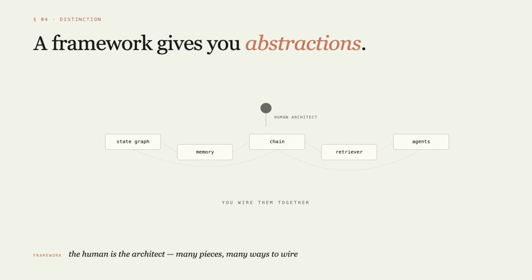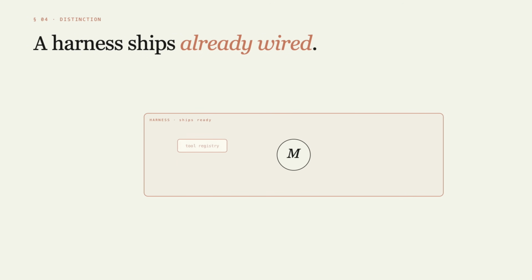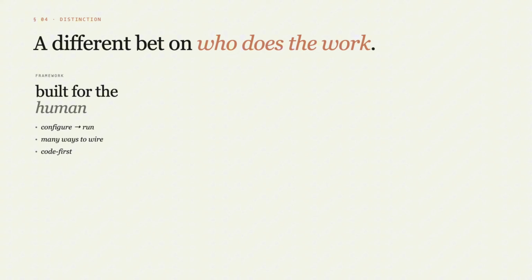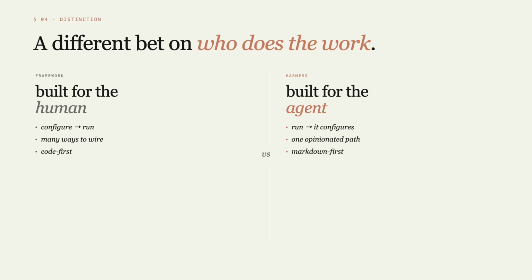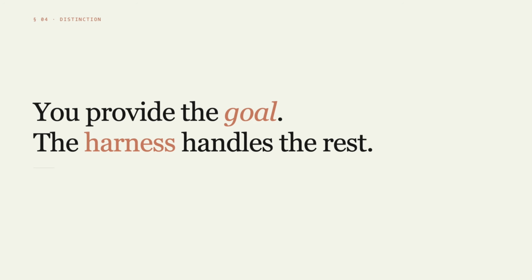Now, a harness is from the opposite direction. There's no assembly step. It basically ships a working agent, and in simple terms, it's just a while loop with a tool registry and permission layer, and everything comes wired together. Another way to think about this is that a framework is built for a human to assemble an agent. A harness is built for the agent itself to complete a task. In the big picture, you just provide the goal, and the harness will handle the rest. So in the rest of the video, we're going to primarily focus on harnesses and what exactly makes them interesting.